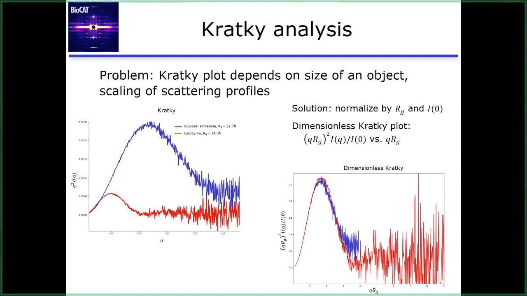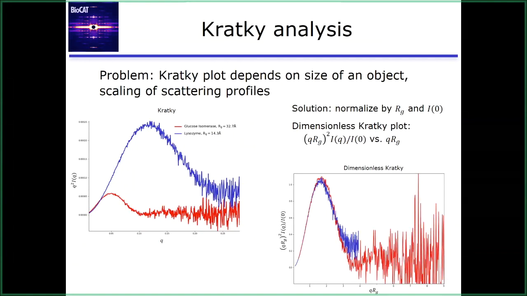So you end up with a plot that looks like (Q RG) squared times I of Q over I0 versus Q RG. This takes out all the size, molecular weight, concentration, scaling effects, and puts the profiles, in this case at least, on top of each other, right? This is telling us that these are essentially the same shape once you account for all the overall size factors in solution.